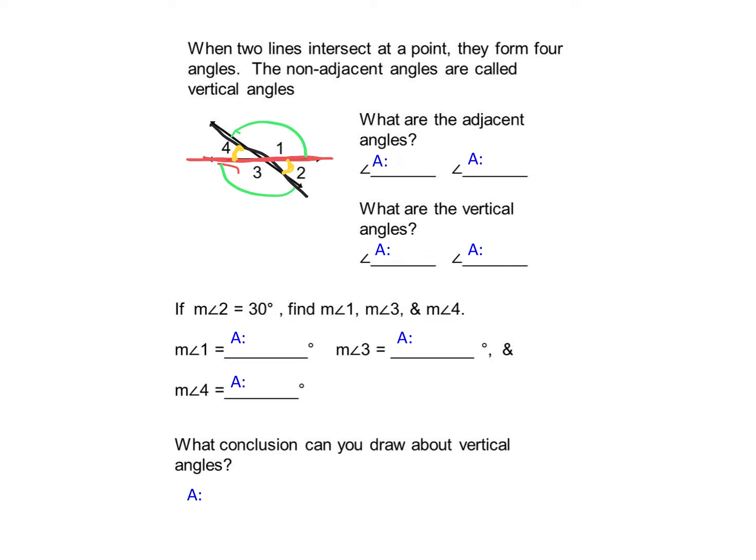and think about what color to color. All right, the adjacent angles: angle 1 and angle 2 are adjacent. You also have angle 2 and angle 3, angle 3 and angle 4, and angle 4 and angle 1. So there are a lot of different adjacent angles there. But vertical angles: angle 4 is vertical to angle 2, or angle 1 is vertical to angle 3. So there are two separate pairs. This is one pair of vertical angles, and this is another pair of vertical angles. All right.